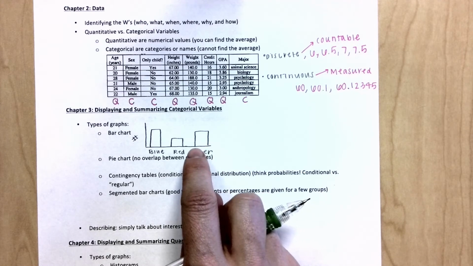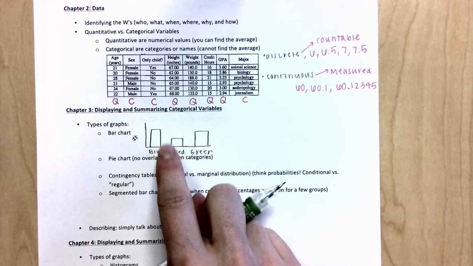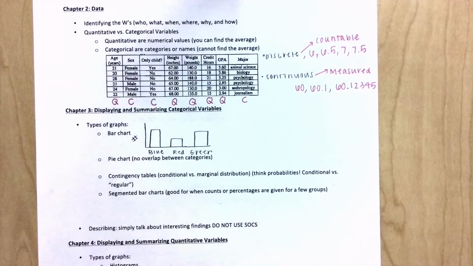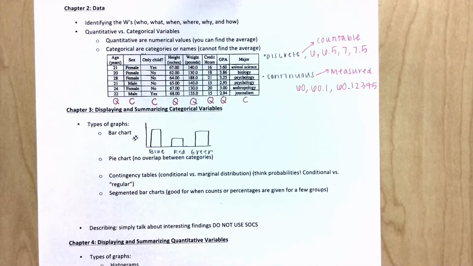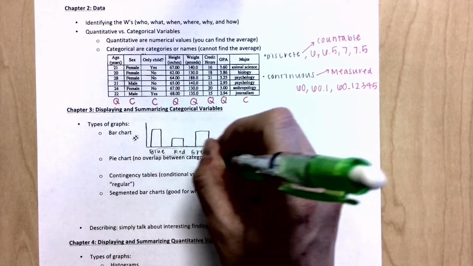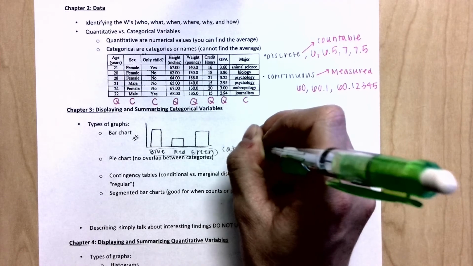Okay, with a bar graph or a bar chart, your bars should not be touching one another. The big difference between a bar chart and a histogram is that a bar chart looks at categorical variables. So all of these here should be categorical.